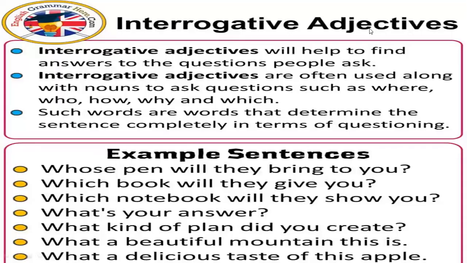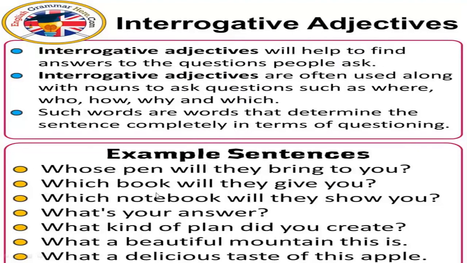Next is interrogative adjective. Adjective means a describing word, the word which will describe something and give the detail of something. So whenever you are asking such a question, you have to describe the noun or pronoun, that is, what kind of thing you are asking. Like, whose pen will they bring to you? Whose pen, किसका pen, means you have to describe कि किसका pen यहाँ पे है. You have to tell the adjective of this thing.